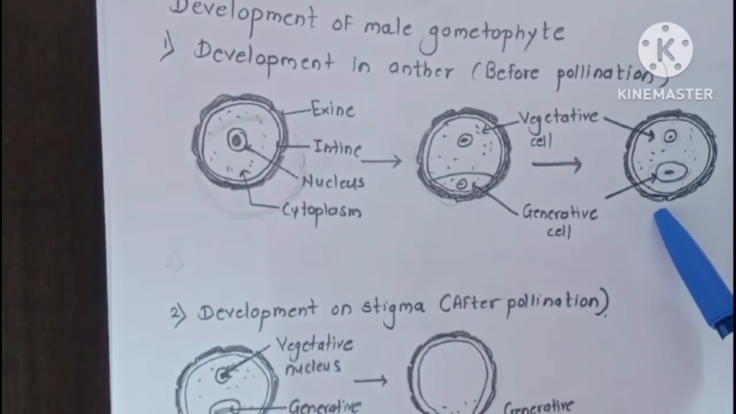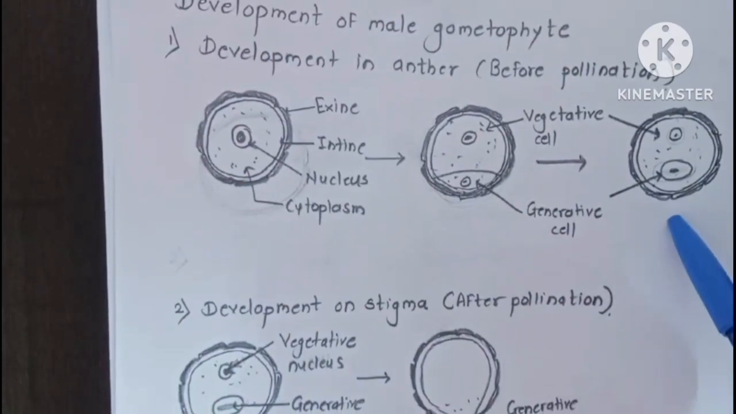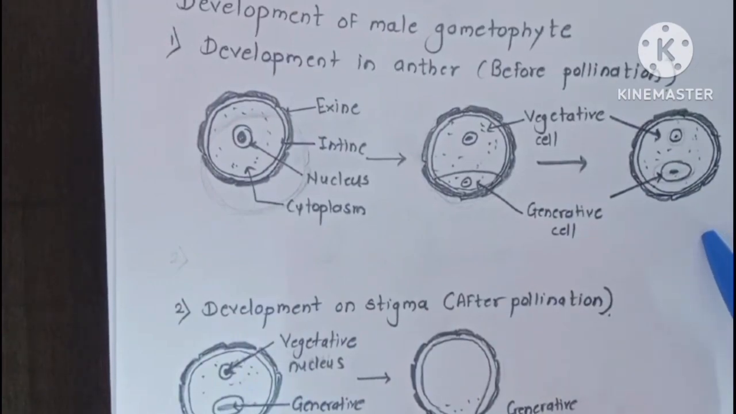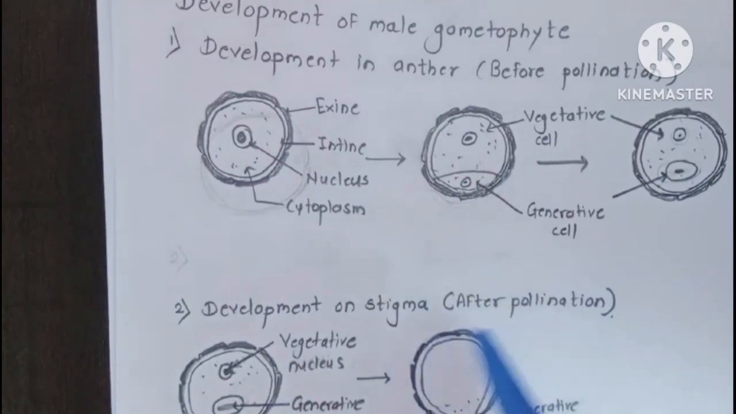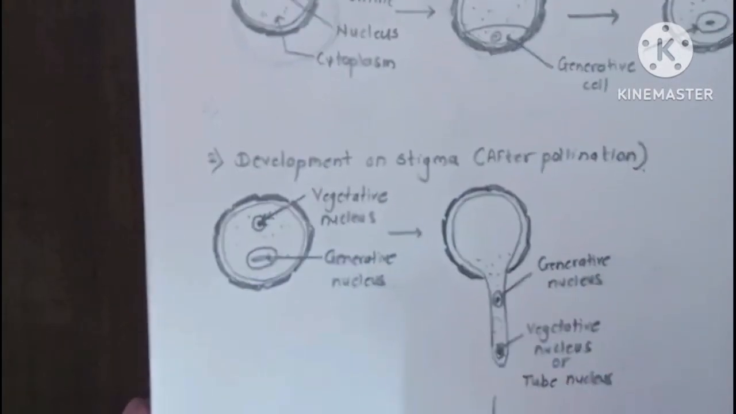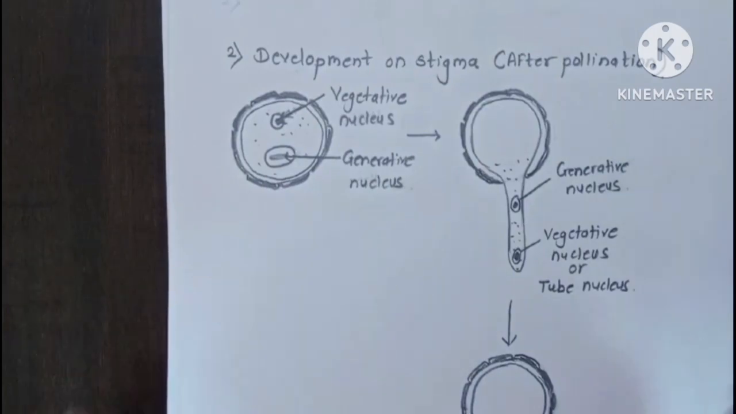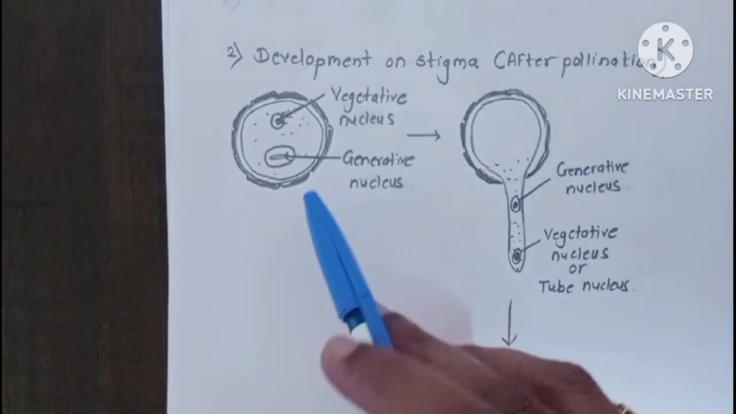At this 2-celled stage, microspores or pollen grains get liberated from the anther and get deposited on the stigma of the gynoecium after pollination. Pollination means transfer of pollen grains from anther to the receptive stigma of the gynoecium. Further development takes place on stigma after pollination.